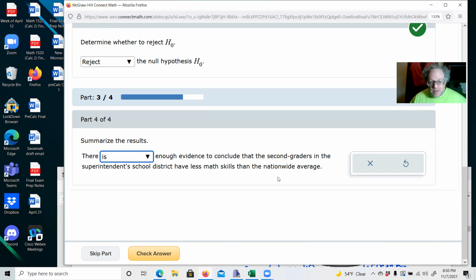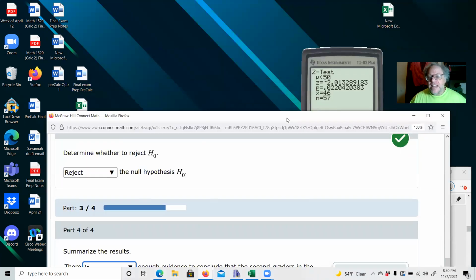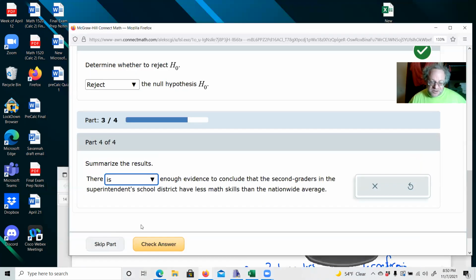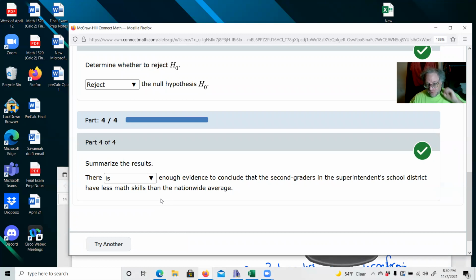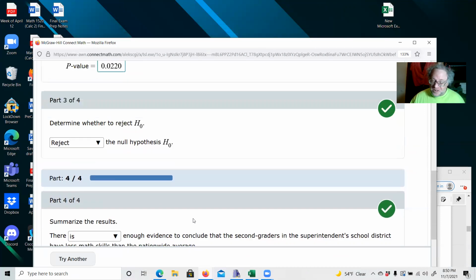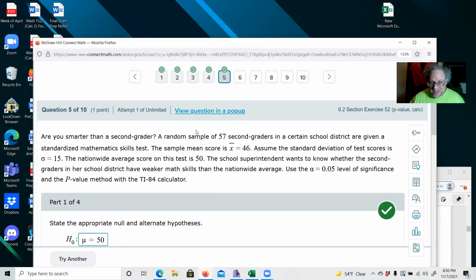And yes, you have to write something. You can't just write reject H0 and go to the next answer. You have to explain it to whomever is reading it after you get done with it. That's what I had to do when I took this class. It's what you're going to do when you take this class. You've got to do that. Next.